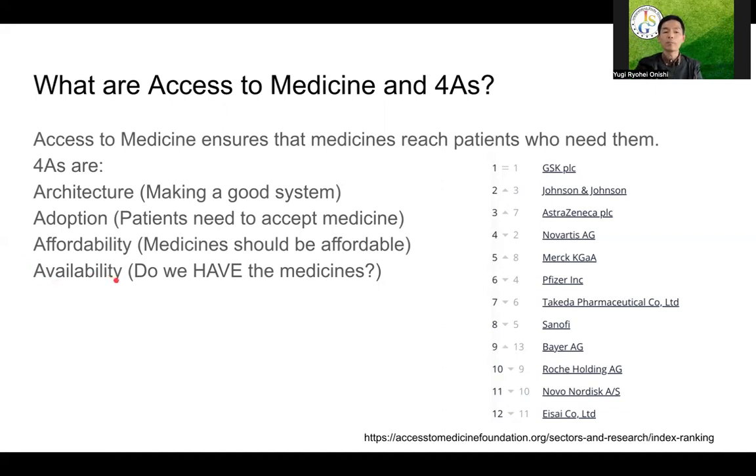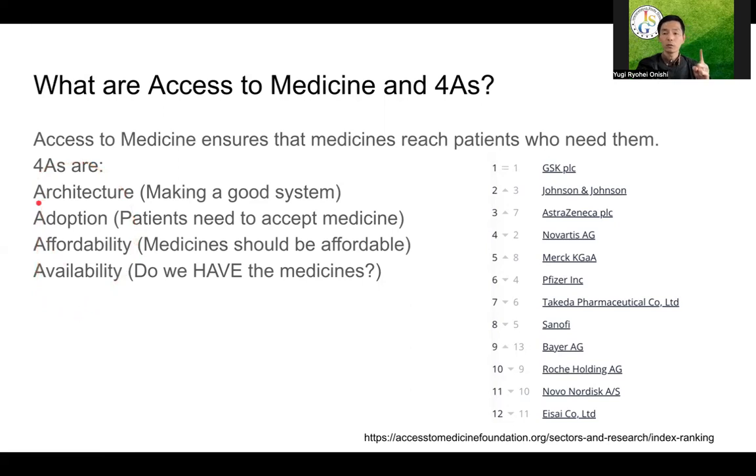Availability. This means whether we have enough medicines or not. Do we produce? Do we have the medicines to provide the patients with? Okay, so these are the 4 A's.